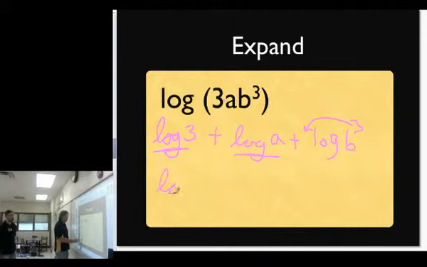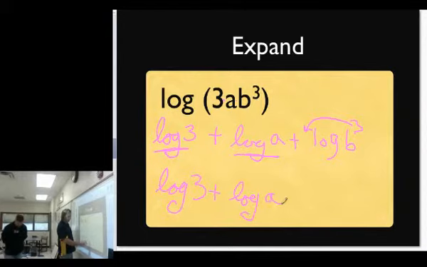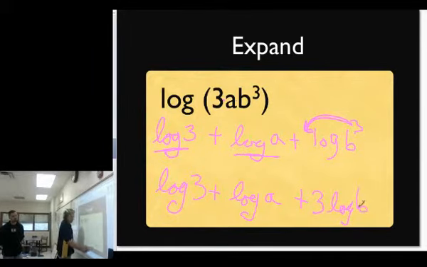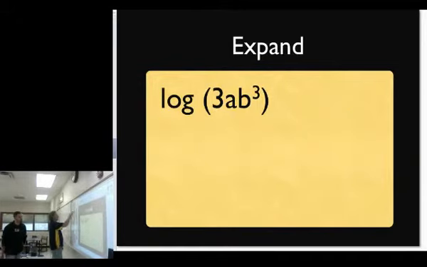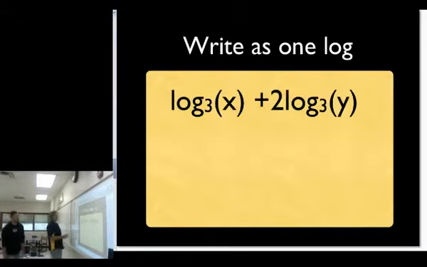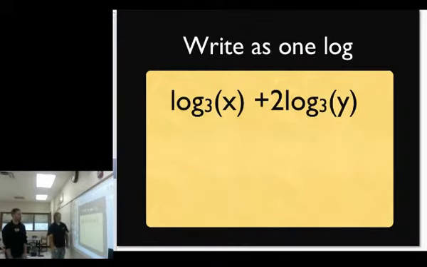Why not? So, please get used to my crummy handwriting. Log of 3 plus log of a plus, we said we're going to bring this 3 out front. So 3 log of b. So that's expanded. And now let's go the opposite direction and compress it. As we do so often in mathematics, if you can go one way, we want to see if we can go back the other way.